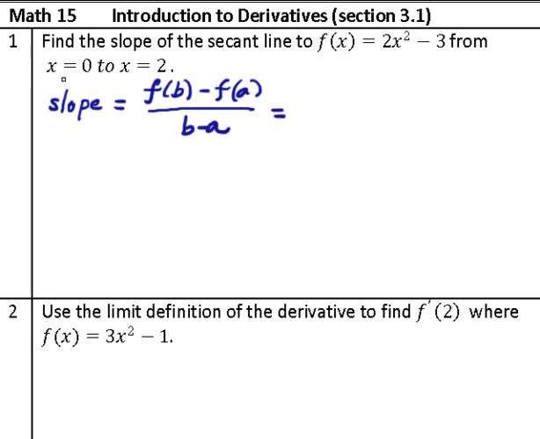And in this case, a is 0 and b is 2. So we have f of 2 minus f of 0 over 2 minus 0. Okay, f of 2, that's 2 times 2 squared, 2 times 4, that's 8. 8 minus 3 is 5. F of 0 is minus 3.